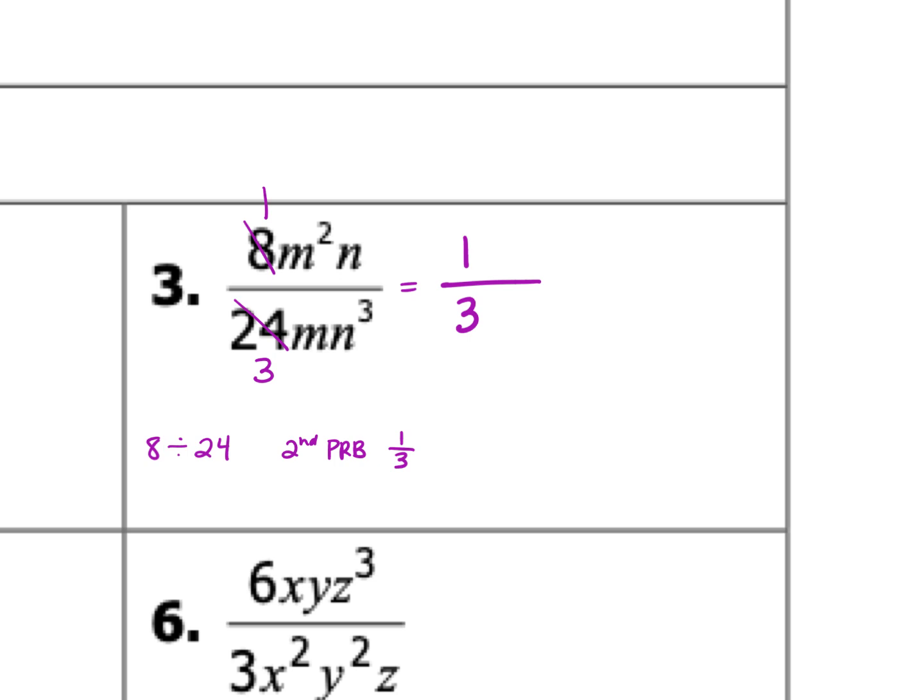Now look at your m's. You can only combine if you have the same base. So these are a base of m. So m to the second and m to the first. If we subtract those, my bigger number is on top, so my m is going to be on top. 2 minus 1 is 1. You can put the 1 in, or you don't have to put the 1 in. That's up to you. Then look at your n's. This is like n to the first and n to the third. So the bigger number of n's is on bottom, so we're going to have n on bottom, and then 3 minus 1 is 2, and that is your final answer.